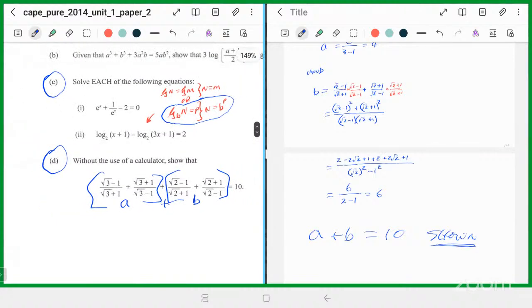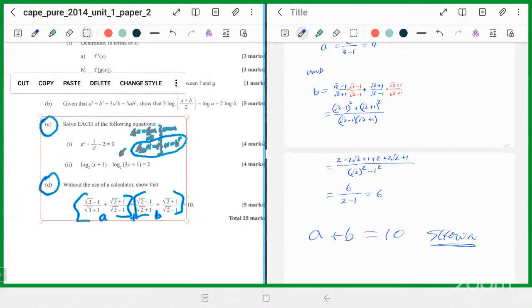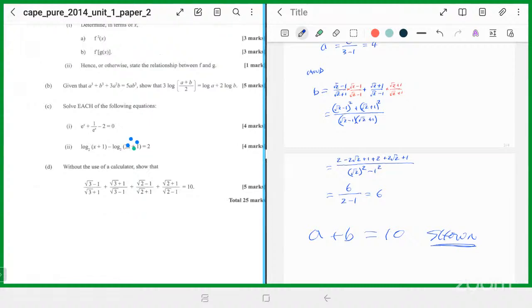All right, so that finishes that paper. Let's look at the 2017 paper now. I'll give you 2017. 2017 pure maths was the next paper.